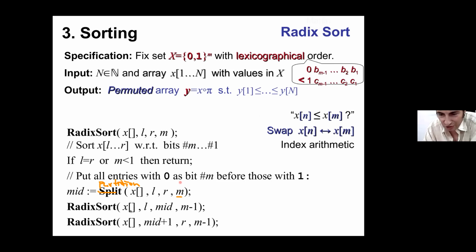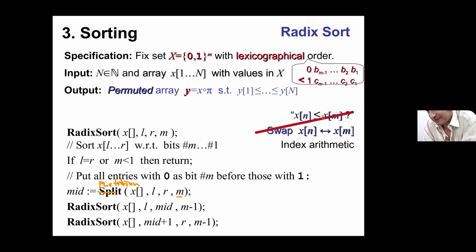And then you continue splitting this according to the m minus first bit. Okay, and then this simply calls itself recursively. So every piece in which there is 0 is now split according to the second bit, which is m minus 1, and then recursively this will sort the array.